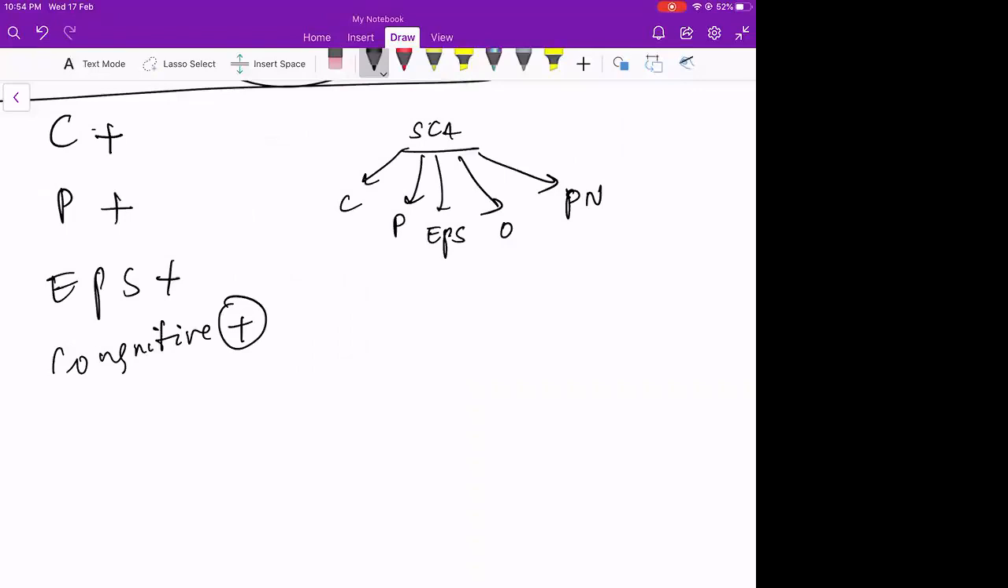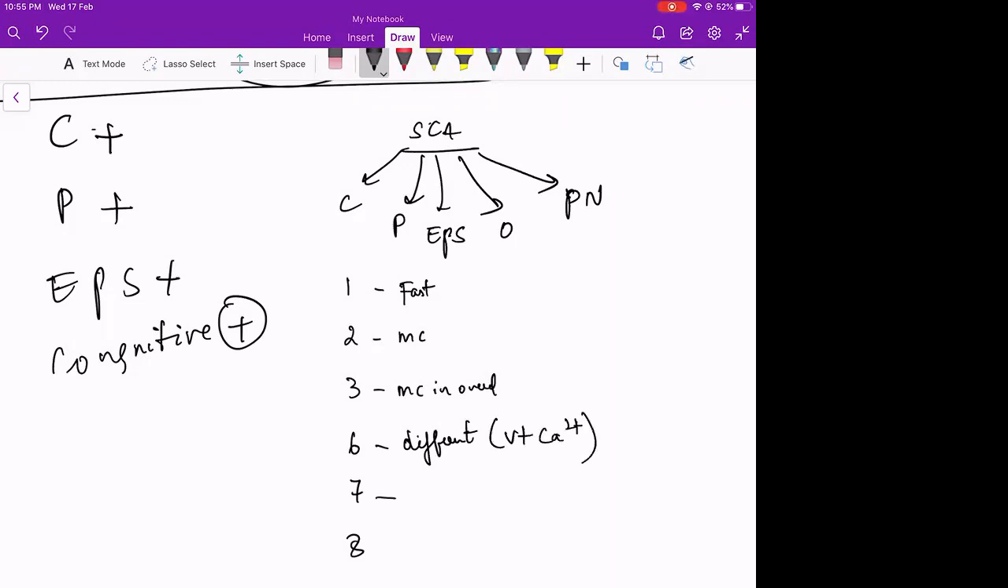Along with that, particular types: type 1 is fast progressing. Type 2 is most common in India. Type 3 is most common all over the world. Type 6, 7, 8: here a different protein is affected, that is the voltage gated calcium channel.